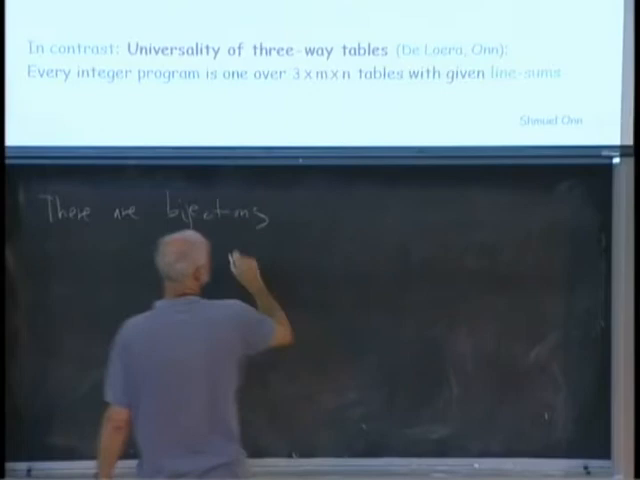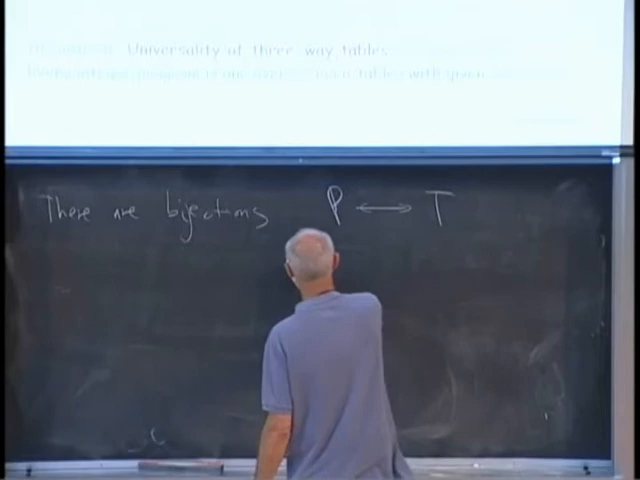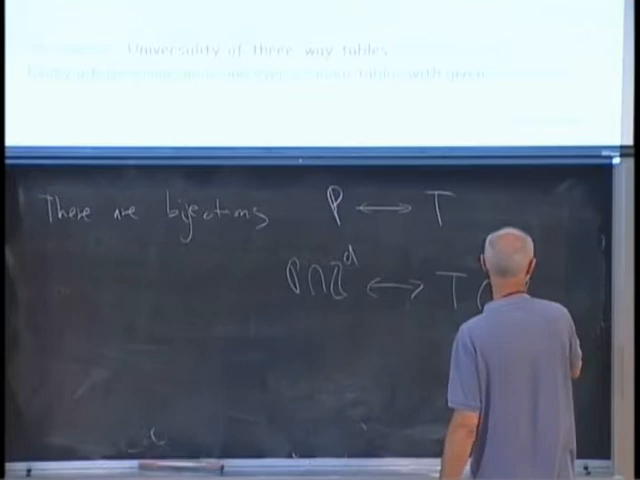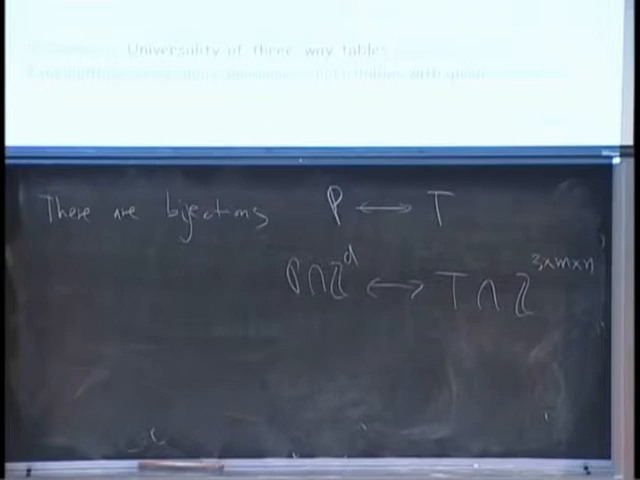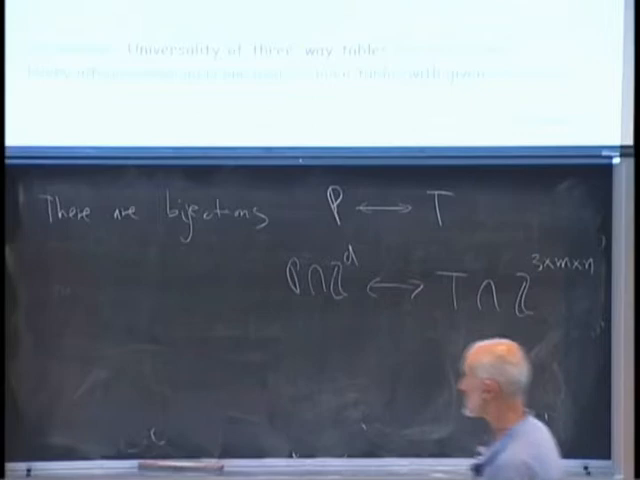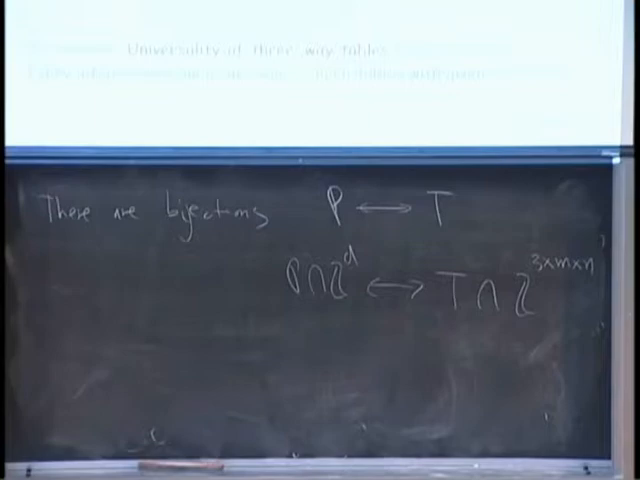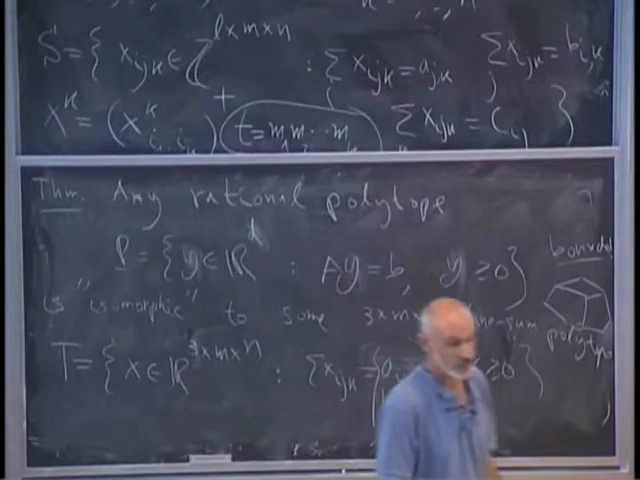Bijection between P and T, and P intersected with Z^{D}, and T intersected with Z^{3MN}. The one-to-one correspondence between the real points, the rational points, the integer points, they're all the same, except that this has this special structure. I'll describe it in a different way using n-fold notation, which would be much nicer. But it tells you that these tables are really universal.